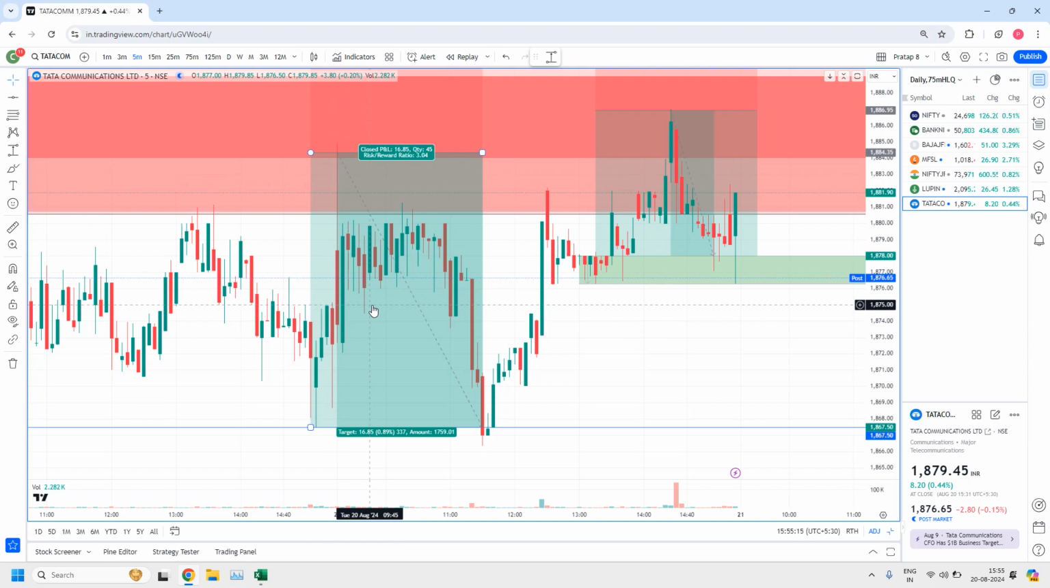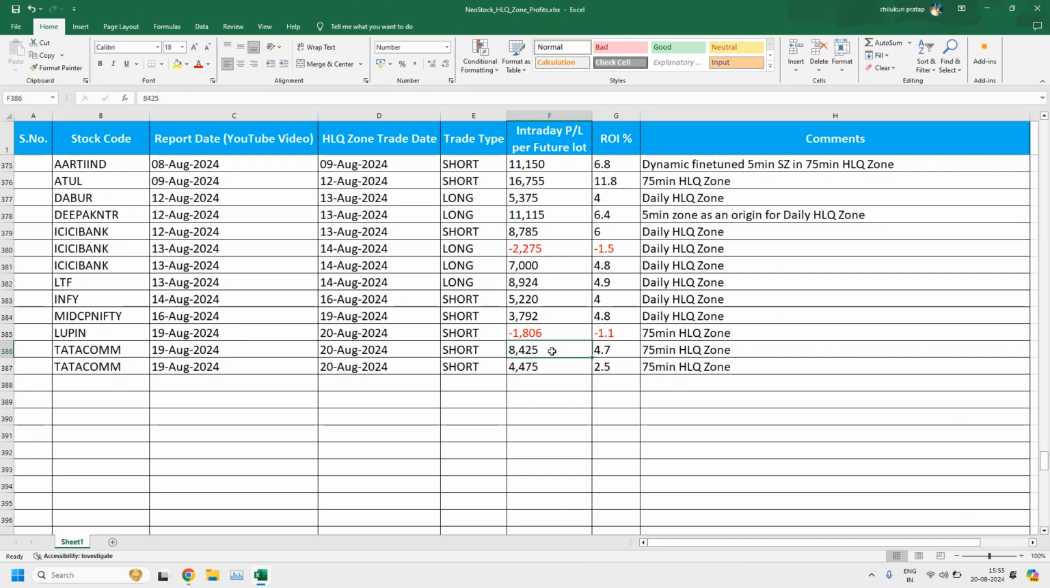So that's why I don't know how any of your trades were executed at the 9:15 candle. Otherwise, it would have been successful. But whatever it is, our software has given an opportunity, and that opportunity resulted in a successful trade. If anybody would have taken the 9:15 candle trade, you would have got a profit of 8,425 rupees, which is 4.7% ROI. You might have achieved that.